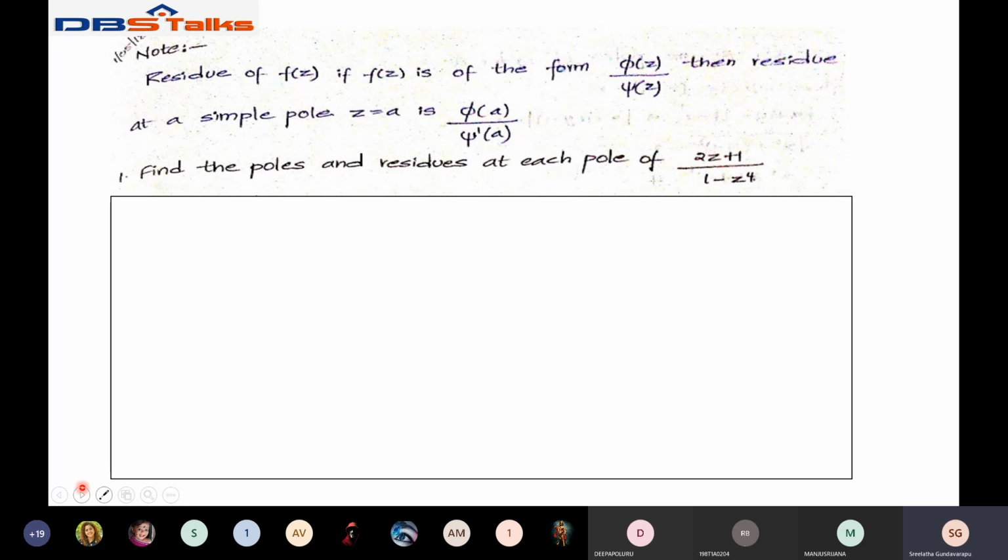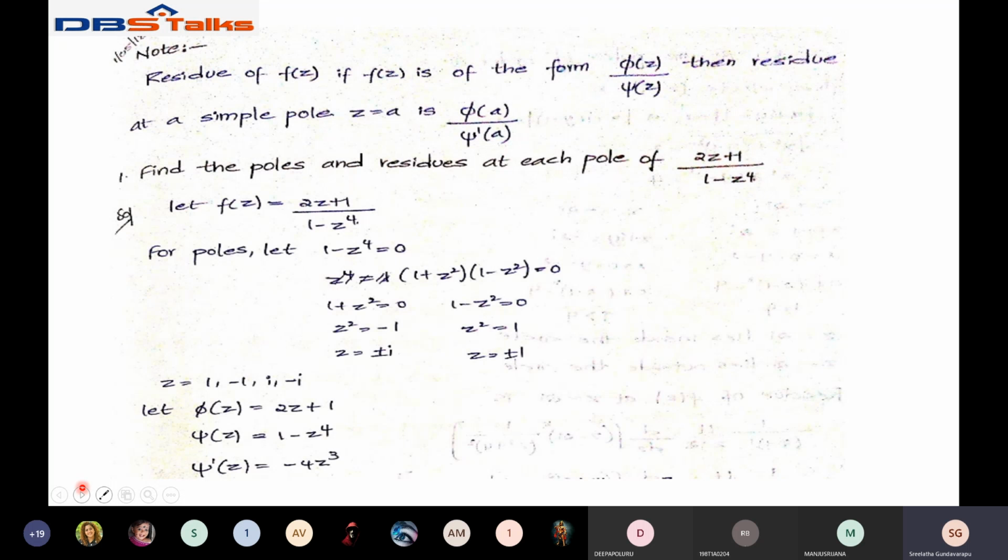Next problem is find the poles and residues at each pole of (2z+1)/(1-z^4). In this problem, first we have to find poles and next we have to find residues at each pole. So the given problem is in the form of phi(z)/psi(z). So in this problem we use the simple pole formula phi(a)/psi'(a). So first to find the poles. For poles, let the denominator value be equal to 0. That means 1-z^4 equal to 0.